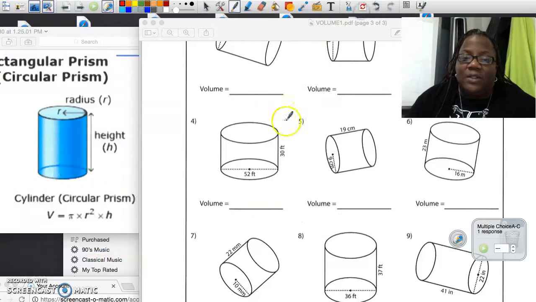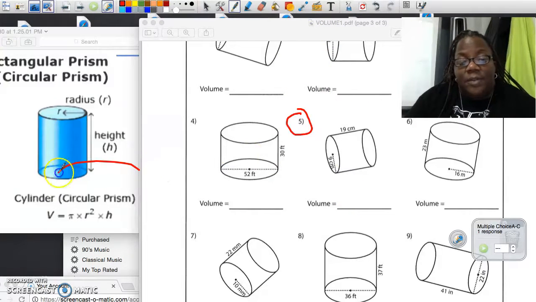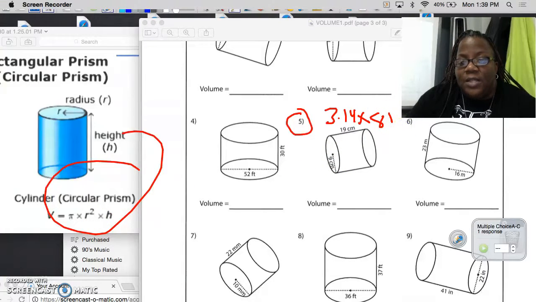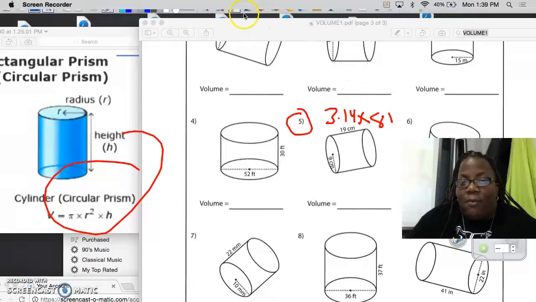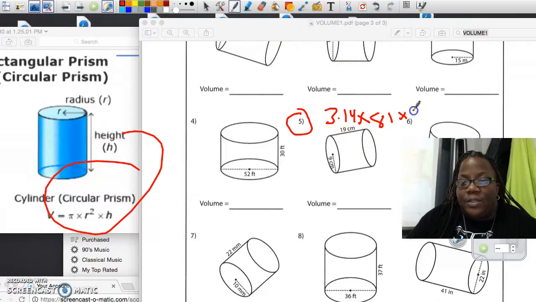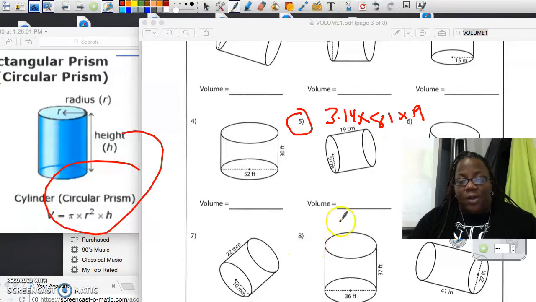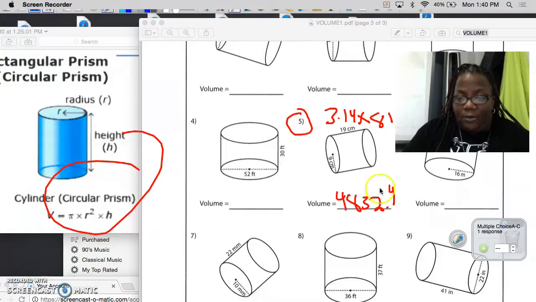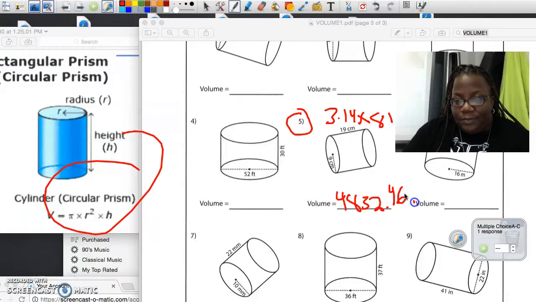One more. All right, number 5. Again, the formula. Pi times the radius. This one is halfway through, so we can leave it just as it is. But we have to square 9 times 9, 81, times the height, which is 19. Okay? Multiply all those together, you will get 832.46. Don't forget the unit, centimeters cubed.